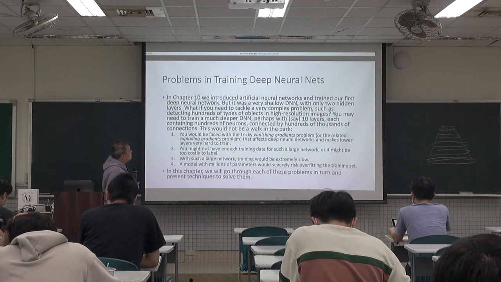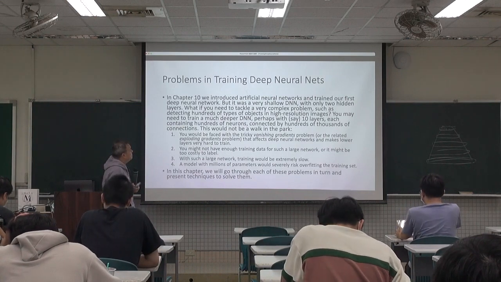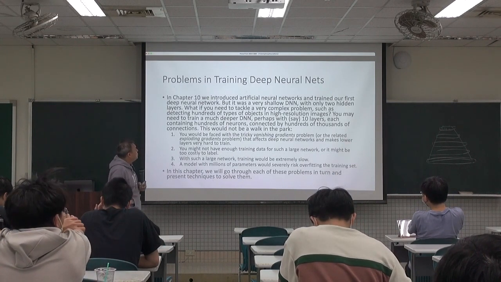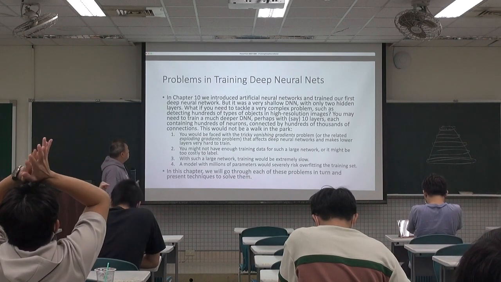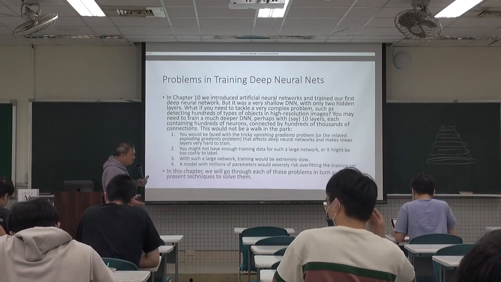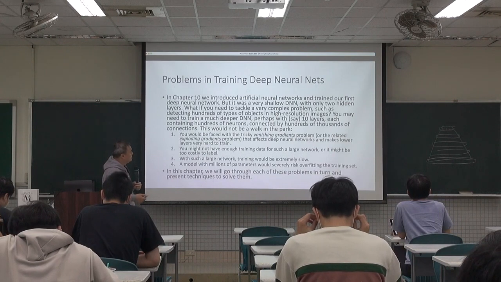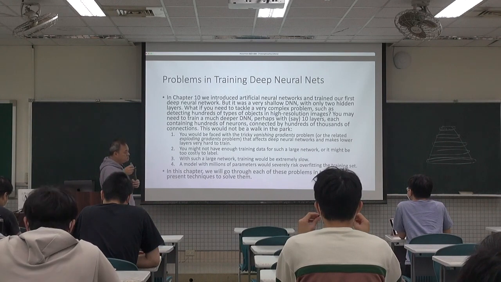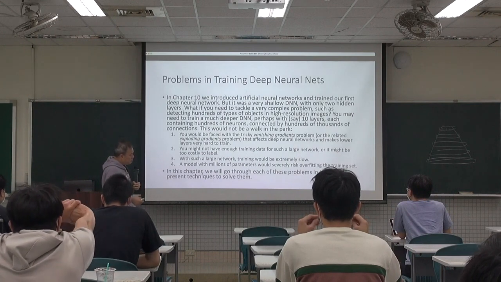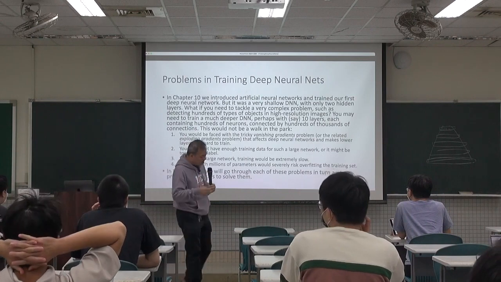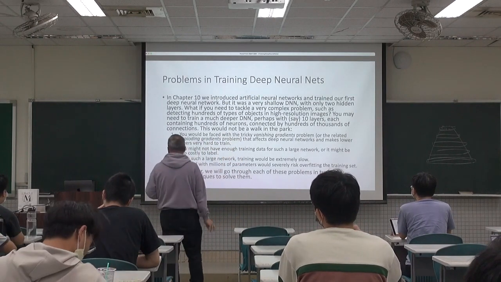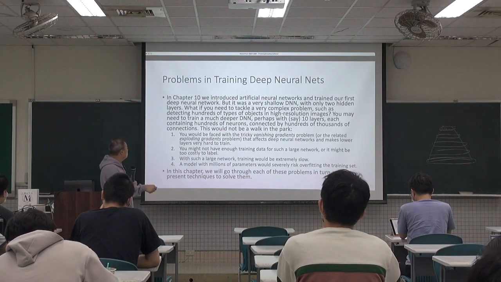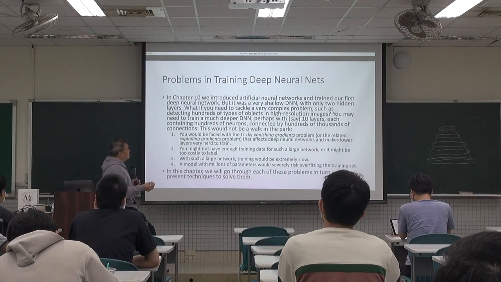Although we trained our neural network in the previous chapter, it was a very slow, shallow DNN with only two hidden layers. When you have a complex problem and want to create a more complex model, you may have 10 layers, each containing hundreds of neurons, and you will find that simply using the same approach to train the model a lot of the time doesn't work. It doesn't converge. It will not be a walk in the park. It's not that easy. So what are the problems? What caused the training to be difficult?